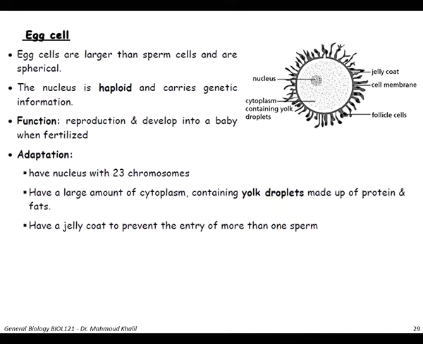Of course, these cells have a large amount of cytoplasm, which contains yolk material or yolk droplets, which is made up of proteins and fats. And these yolk droplets are actually a nutrient material for the growing embryo in future. This cell is covered by a jelly coat, mainly to prevent the entry of more than one sperm.